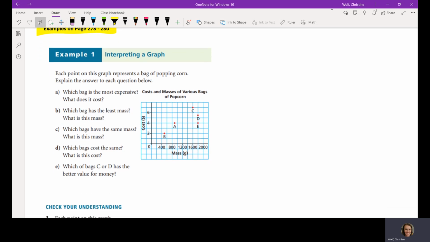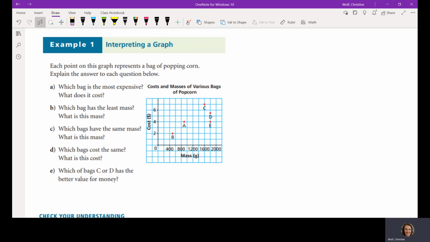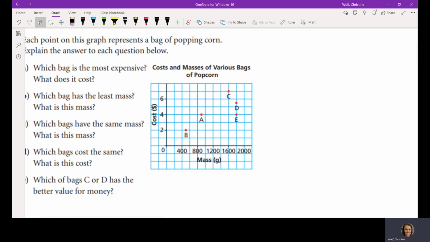Okay, so example 1, it says here that each point on this graph represents a bag of popping corn, which we normally call popcorn. Explain the answer to each question below. Which bag is the most expensive and what does it cost? If we look at this graph, we have mass in grams on the bottom. So that's its weight, how heavy the bag is. And then up the vertical axis, we have cost in dollars. And then we have a whole bunch of plotted points.